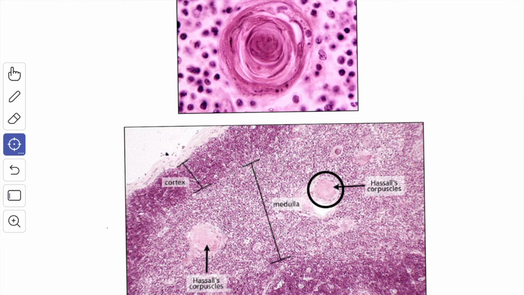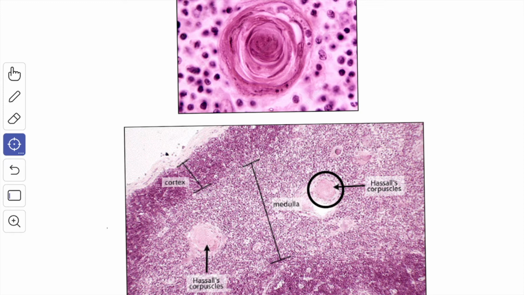Next we'll see about the Hassall's corpuscle. These are small rounded structures present in the medulla of the thymus. Each corpuscle has a central core which is formed by epithelial cells that have undergone degeneration. These cells ultimately form a pink-staining hyaline mass, and around this mass there is a wall formed by concentrically arranged epitheliocytes. These cells also stain bright pink with hematoxylin and eosin.